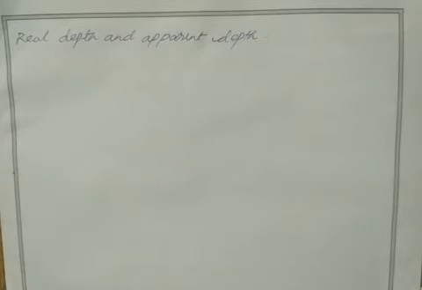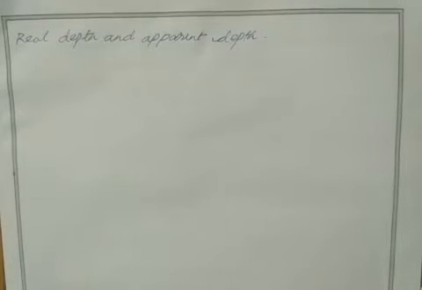Clear? Then we studied refractive index of two medium, that is mu2 by mu1 equal to v1 by v2, inversely proportional to velocity. Then v1 by v2 equal to lambda 1 by lambda 2. So velocity is directly proportional to wavelength, and refractive index is inversely proportional to wavelength.